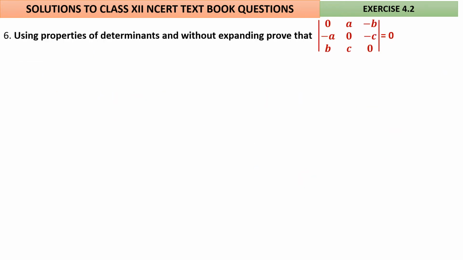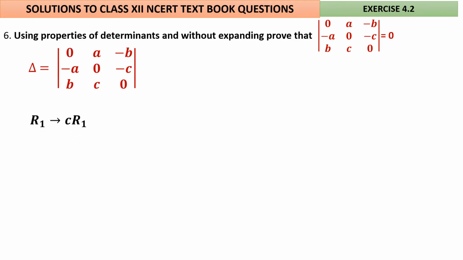Using properties of determinants and without expanding, prove that it is 0. Okay, very interesting determinant. Whatever matrix it is, yes, you got the idea. I think this is a skew symmetric matrix. I think the same problem we have done by expanding also. Okay, let us do it without expanding.